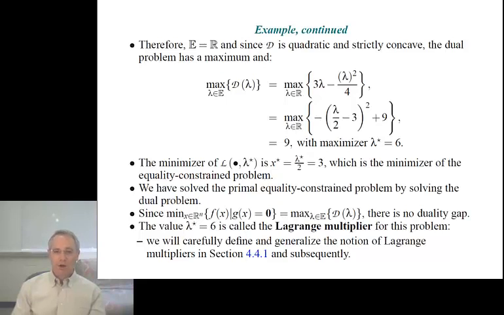The dual problem did not have any equality constraints. It did have a variable lambda that corresponded to the original equality constraint, but it did not have any equality constraints. Since the minimum of the original problem is also 9, and the maximum of the dual is 9, there is no duality gap. The particular value lambda star, which maximized the dual, is called the Lagrange multiplier for this problem. And we'll carefully define and generalize that notion in section 441 and subsequently.